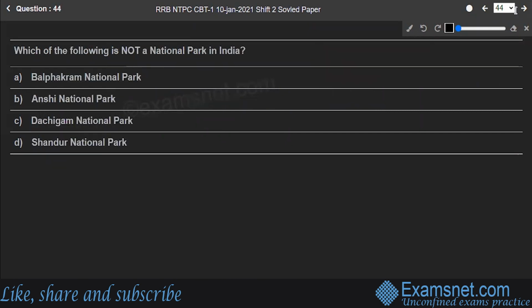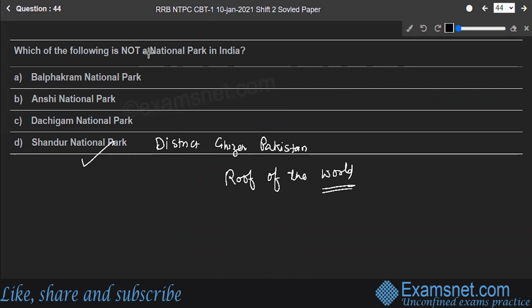Next is question number 44. Which of the following is not a national park in India? Is it Bal Fakram National Park, Anshi National Park, Dachigam National Park, or Sandhur National Park? Correct answer is Sandhur National Park. This is located in district Gizar, Pakistan. It is often called roof of the world. So, which is not a national park in India? It is Sandhur National Park because it is located in Pakistan.